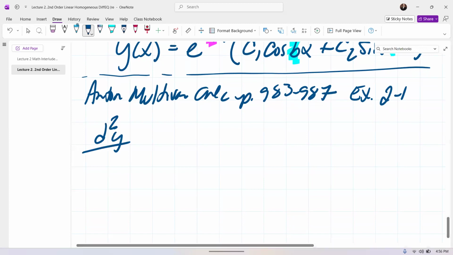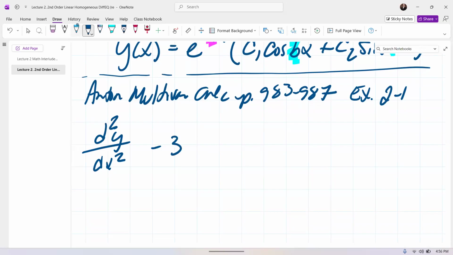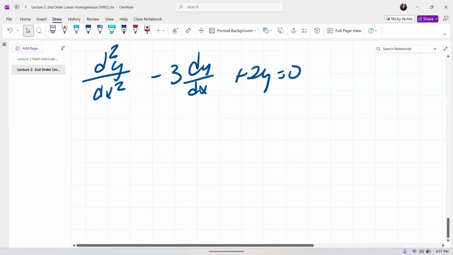d squared y over dx squared minus 3 dy dx plus 2y equals 0. So again, we're saying, okay, I am thinking of a function y that has its second derivative minus 3 times the first derivative plus 2 times y itself equals 0. What function am I? That is what we are going to try to figure out.